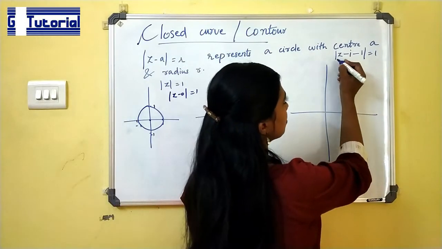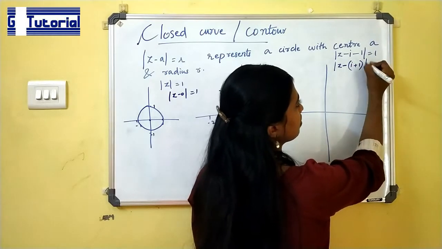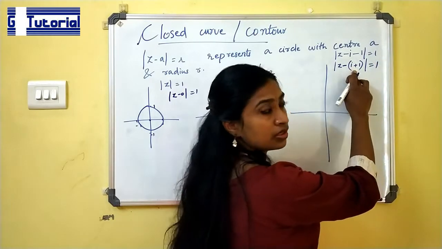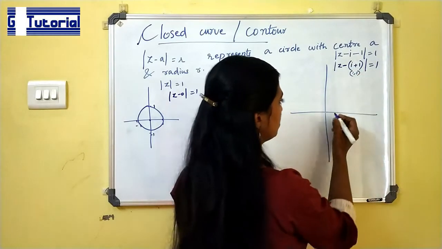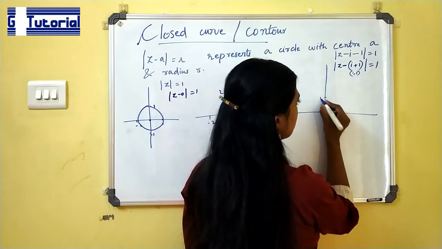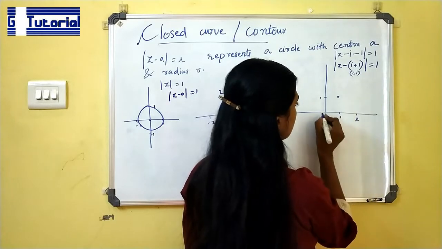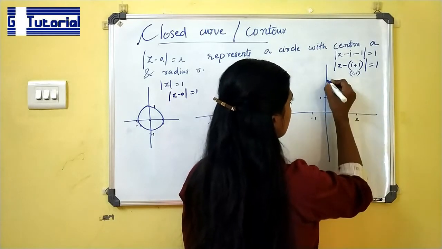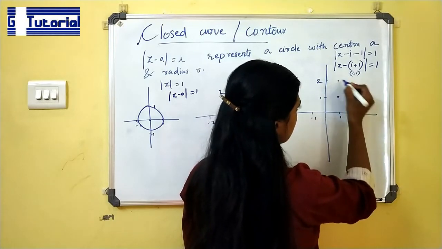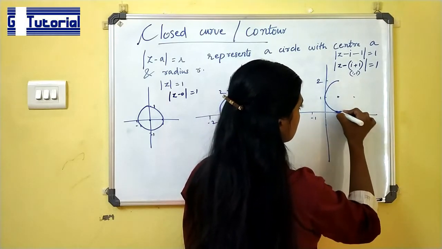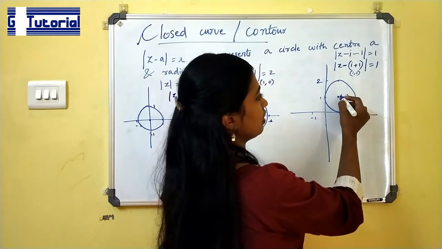Next, we have to take minus i as common: mod z minus 1 minus i is equal to 1. This is the circle with center 1, 1 and radius 1. This is the required circle, center 1, 1 and radius 1.